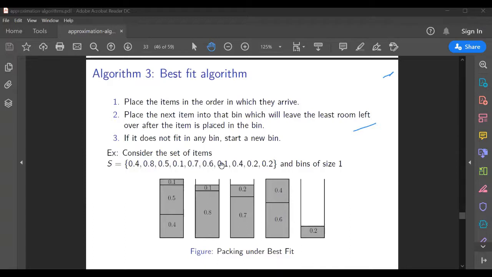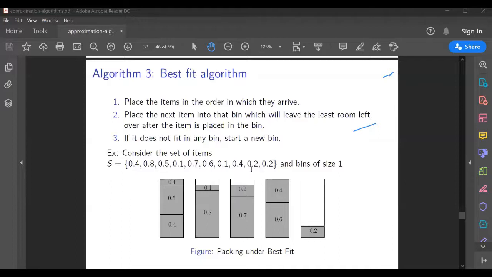Then 0.1, where should I put it? It cannot be put here. So it can be put here or here or here. The thing is, I prefer this over the others because it will leave very minimal space over. So then the next one is 0.4, cannot fit here, cannot fit here. So I have to put it obviously on this.